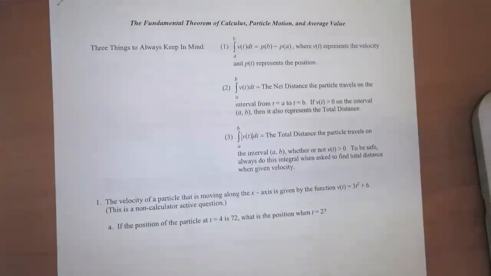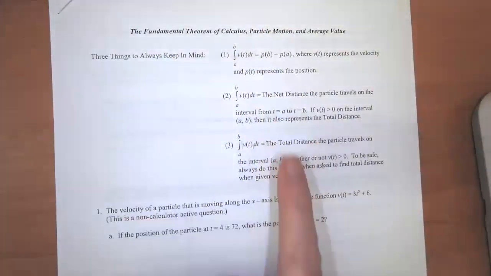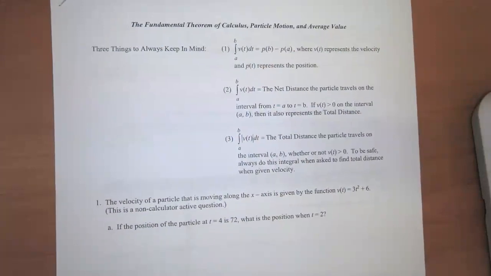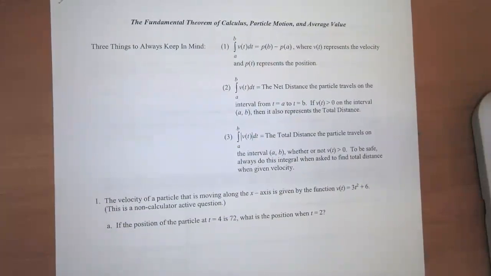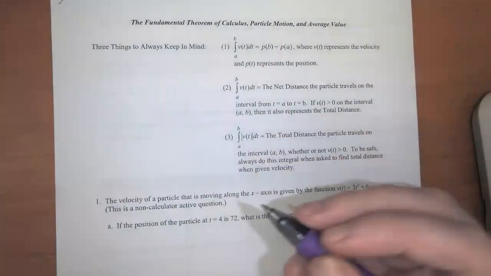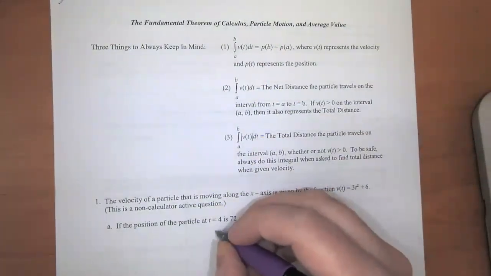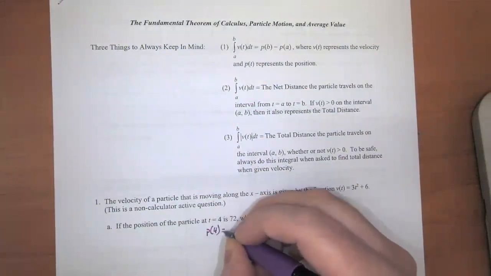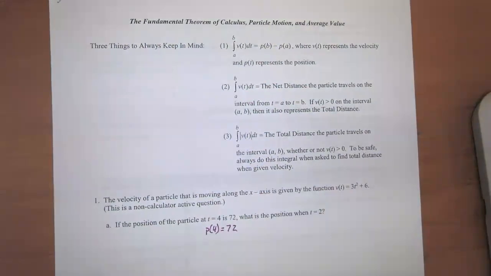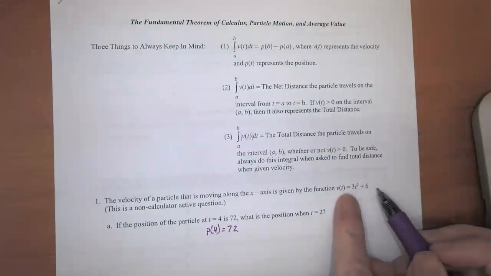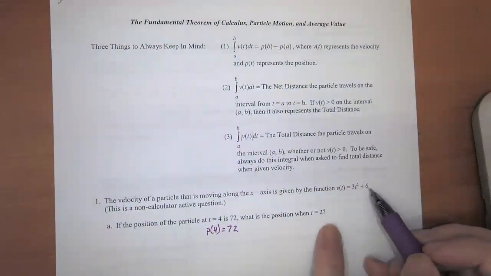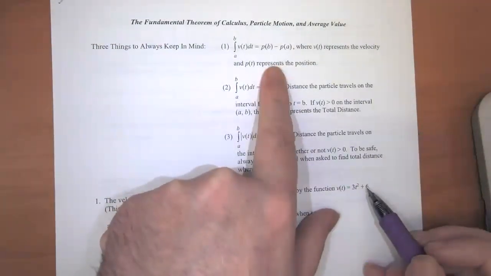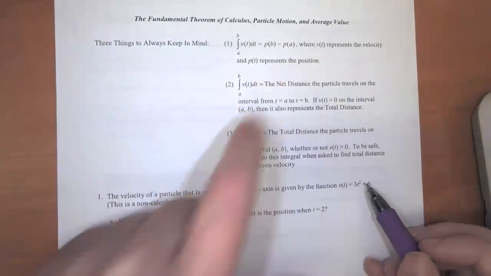All right, and we've got these three things to keep in mind up here at the top of the page. So which one of these do you think applies to this problem? Well, we know here that p of 4 is equal to 72, and we know the velocity, and we want to know the position at a different time. So that looks like we could use the fundamental theorem of calculus up here.